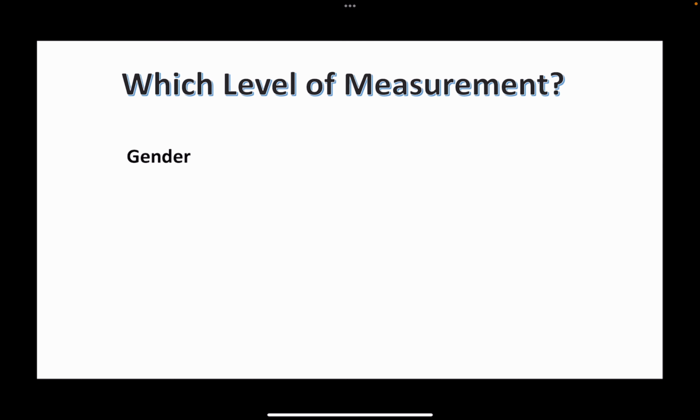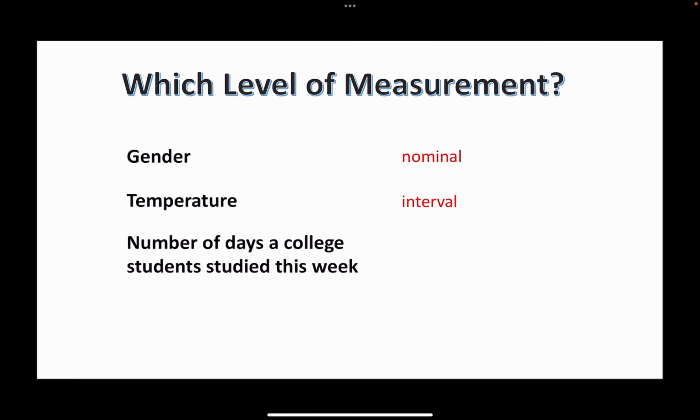First, gender. Gender is the nominal level of measurement because it doesn't necessarily have an order, and it is qualitative. So gender is nominal. Temperature. With temperature, think about 0. 0 is not an absence of value. So since 0 is not an absence of value, this is an interval level. Number of days a college student studied this week. 0 means absence of value. If a college student studied 0 hours, they didn't study.